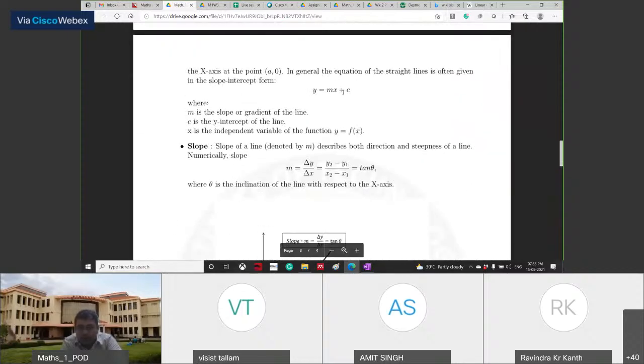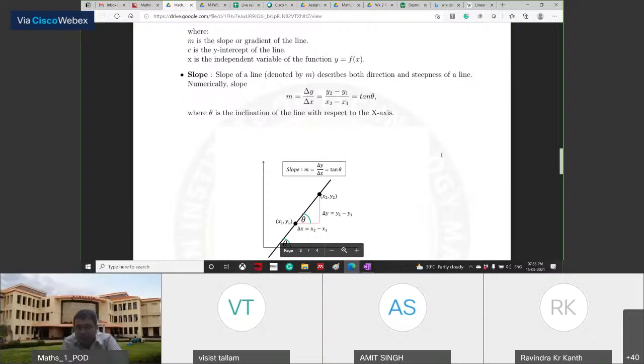And for the straight line, we have the slope, as I was telling someone in the beginning.